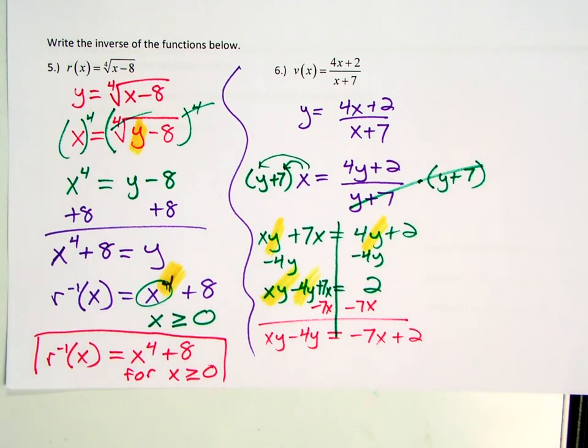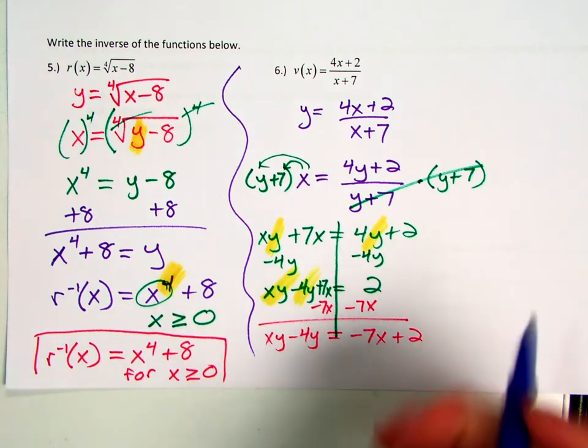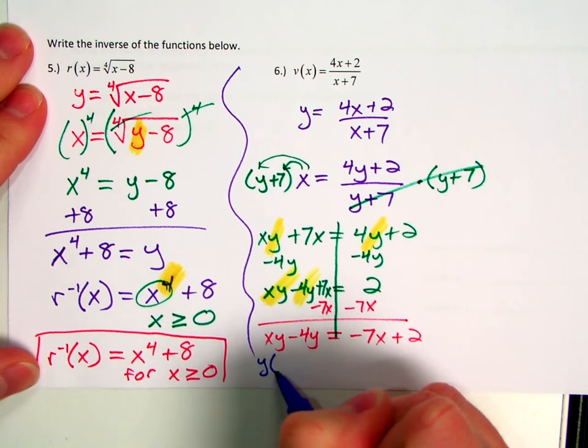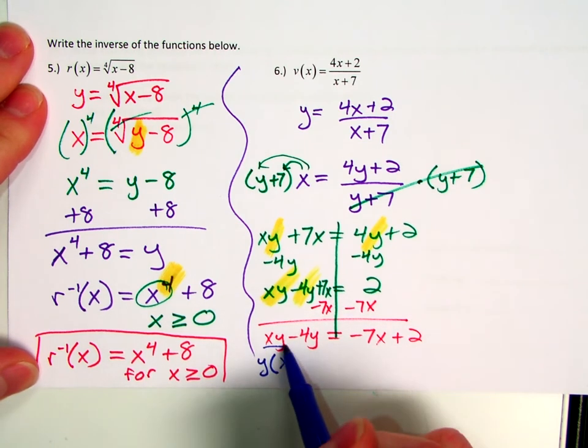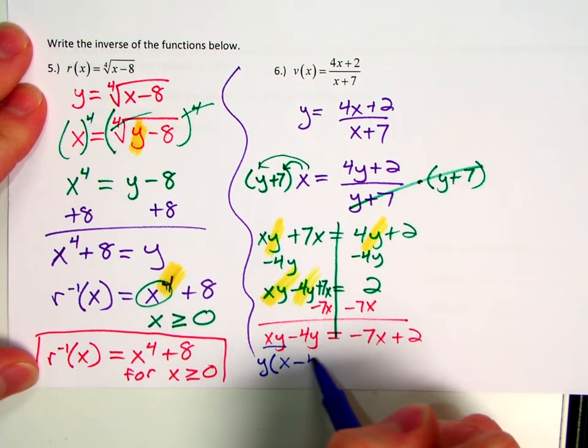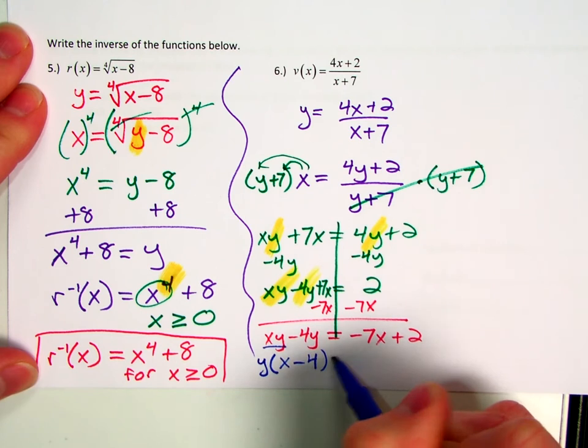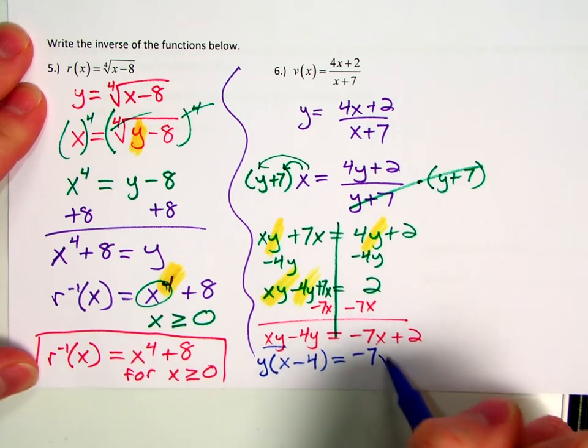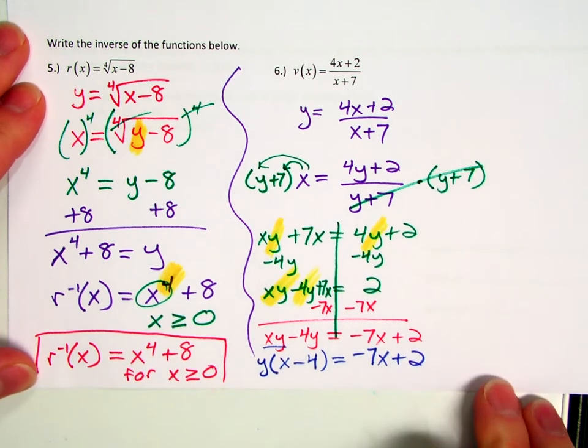And since both of those terms have a y in it, we can actually get a single y by factoring it out. And that's our goal. We need to get one y so that we can get that single y by itself. So now I'm going to factor out that y. y times x would have given me xy. y times negative 4 would have given me negative 4y, so y times (x minus 4) equals negative 7x plus 2.